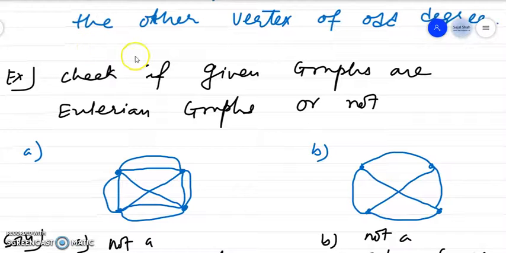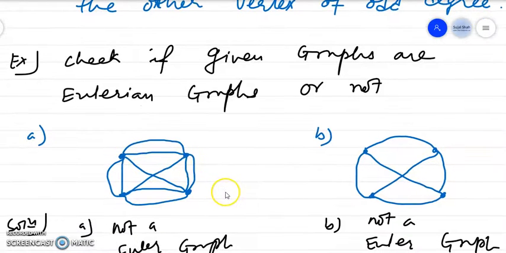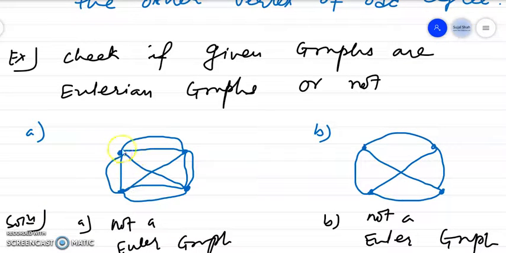Now we'll see an example. So in the given example A, we have to check whether the graph is Eulerian graph or not. So as we can see, the vertices have degree 1, 2, 3, 4, 5. So each vertex has degree 5. So vertices have odd degree, so it is not a Euler graph.